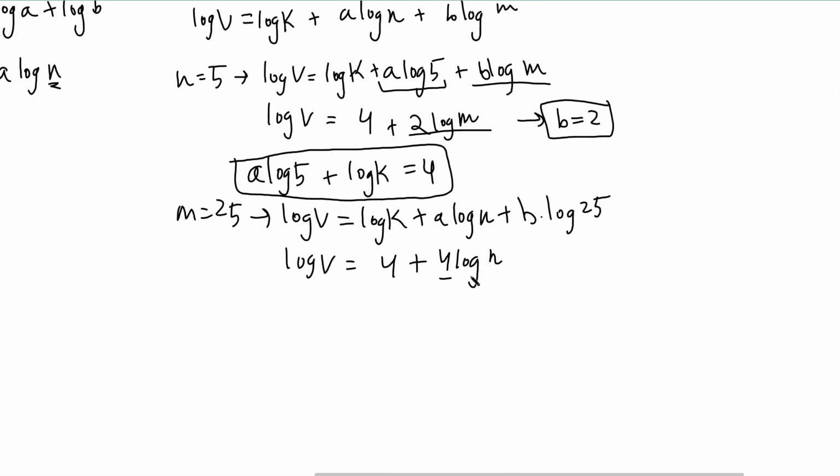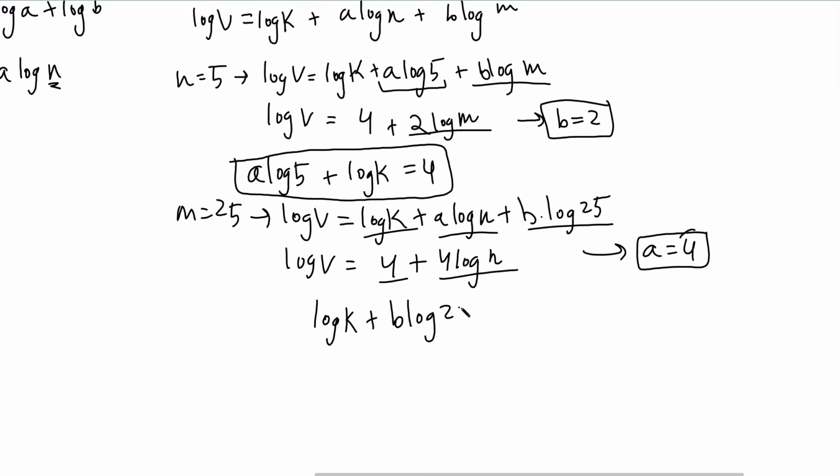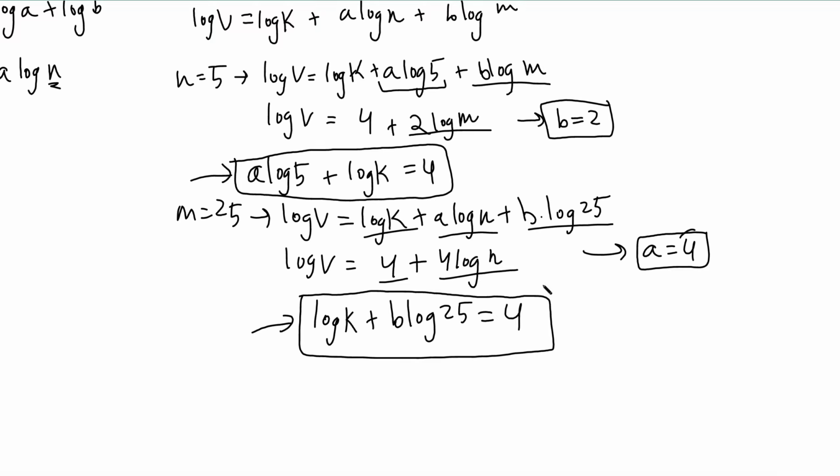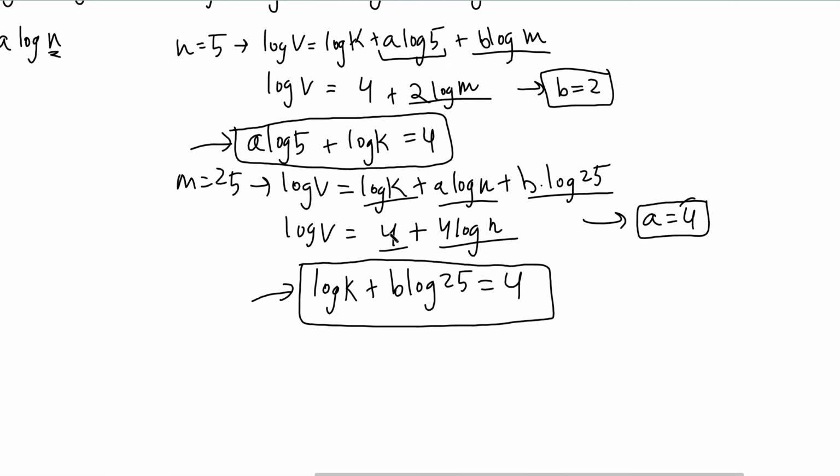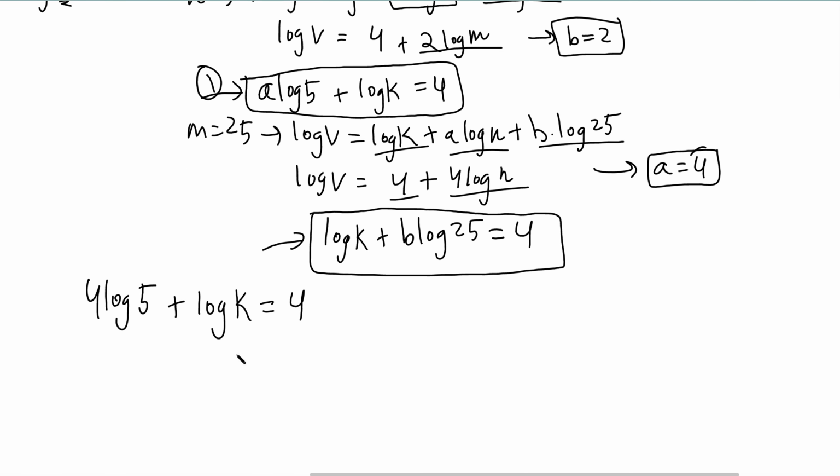Okay, so again, just pattern match, right? We know that from this expression, a has to equal 4. And we know that the constants summed together has to equal 4. So log k plus b log 25 has to equal 4. And that's all we have here. We have these two expressions. But we know b, we know a, we should be able to solve for k using any of these formulas. So let's just plug in a for this equation number 1. 4 times log 5 plus log k is equal to 4. We should be able to solve for k.